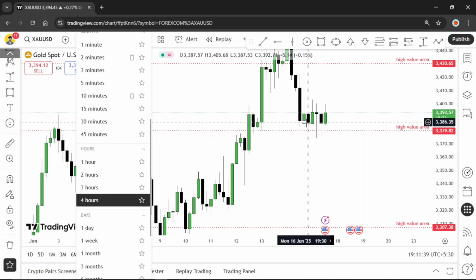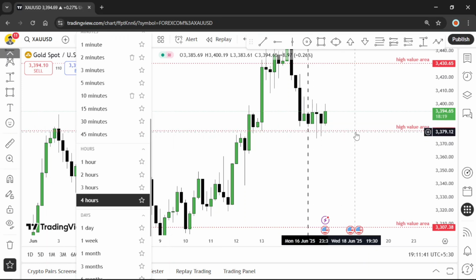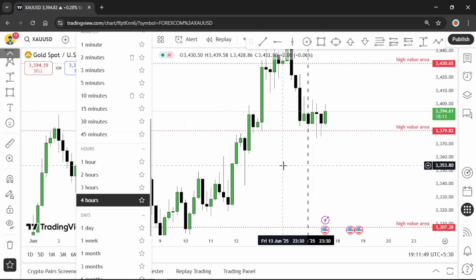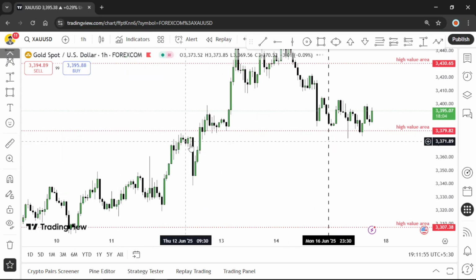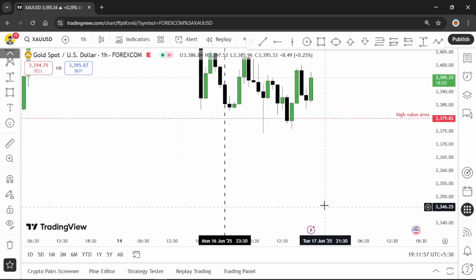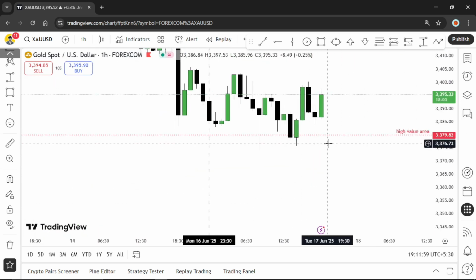At that time, when I opened the chart, the market had not reached this high value area. I was thinking the market has the potential to collect these areas and reach this area, so my view of the market was going down. So I go through the different time frames. This is a high value area. I will go for the 15 minutes.